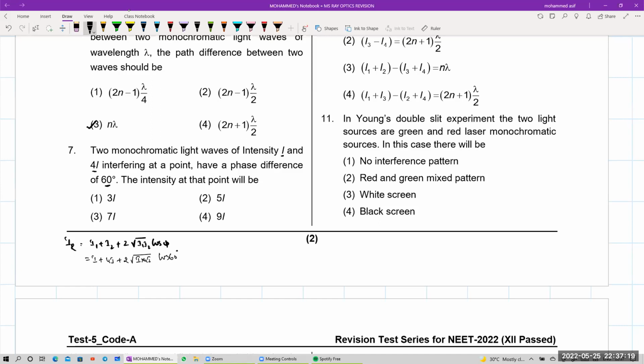cos 60 कितना होता है बेटा? 4I plus I कितना होगा? ये 5I plus this one is 2 into under root of 4 into I. This will become for me how much बेटा? 4I square into 1 by 2. यानी ये बन गया मेरे पास 5I plus 2 root of 4, which is nothing but 2 into I into 1 by 2. 1 by 2, 1 by 2 चले गया. So 5I plus 2I, that will be equal to 7I. Very good, 7I, third option.